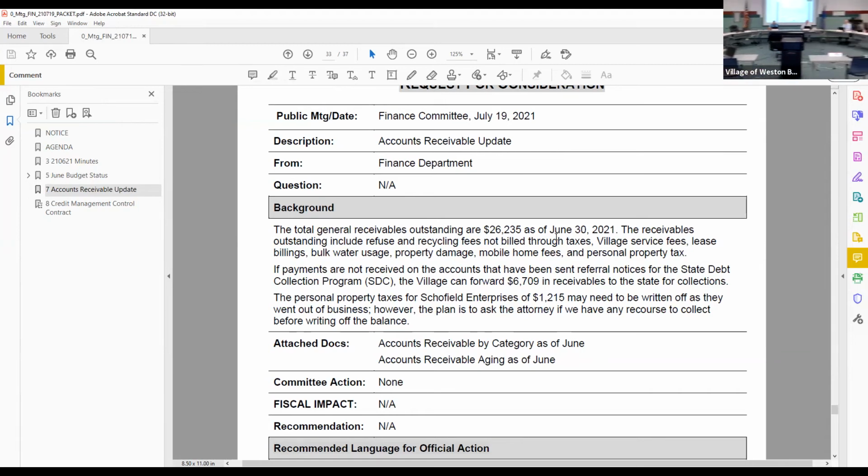Any other questions on the receivable update? Anything on that? Okay. Do you want to acknowledge? So moved. Moved by Bob, second by Ryan. On the question? All in favor signify by saying aye. Aye. Opposed? So carried.